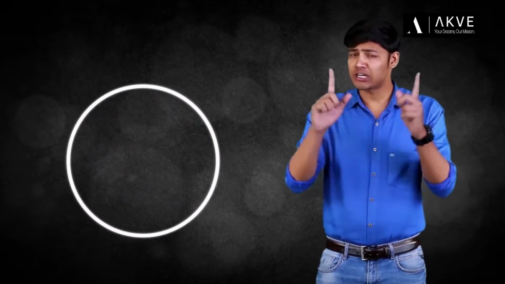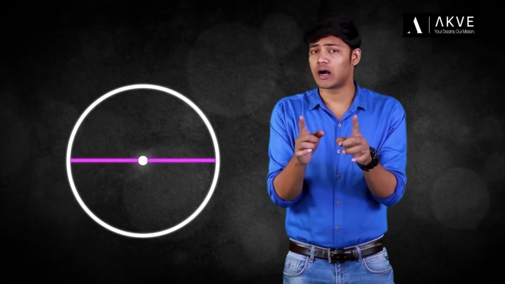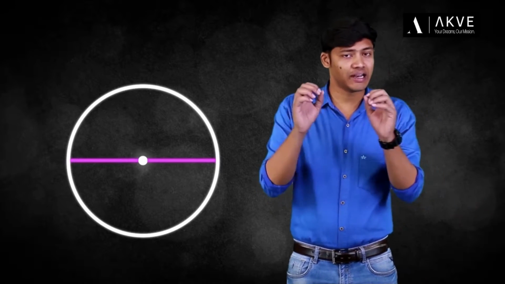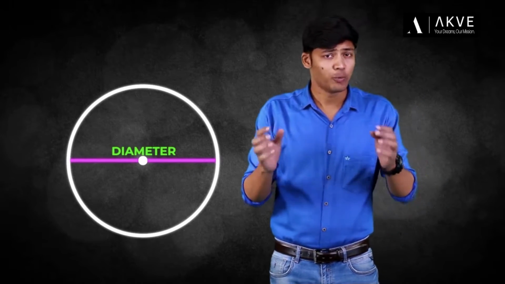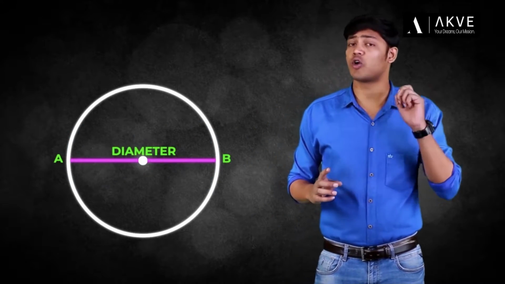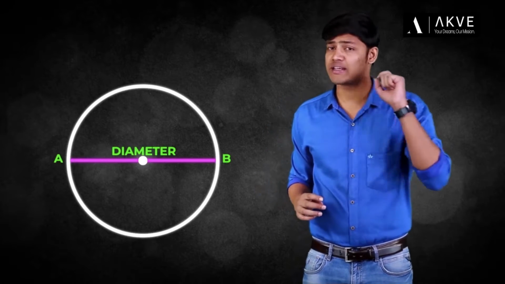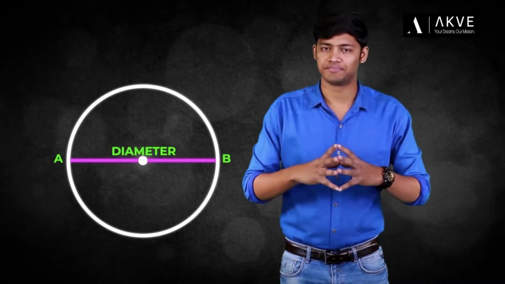Now, there is a special type of chord. If a chord passes through the center of the circle, then that chord has a special name and it is known as the diameter of the circle. Here, we can see that the line segment AB passes through the center of the circle, which implies that AB is the diameter of this circle.